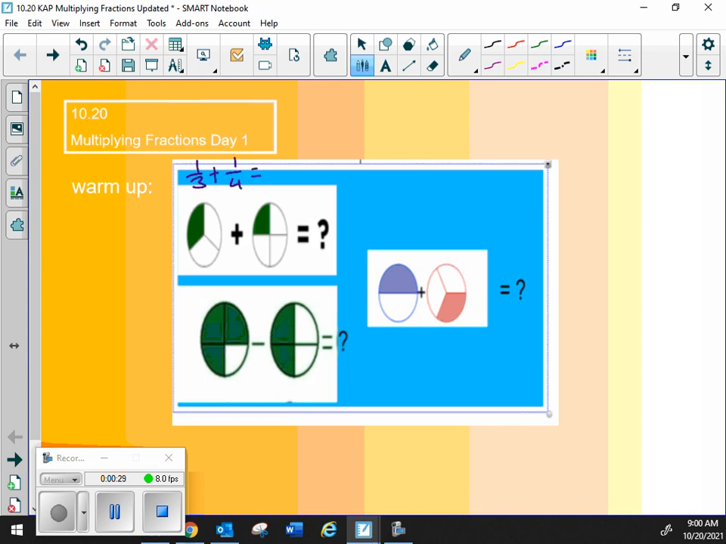1/4. And what did you do to add those? Can you add them like they are? No. So what did you do, Michaela? And what was your common denominator for those? Very good. And so 1/3 is the same as 4/12, Michaela.